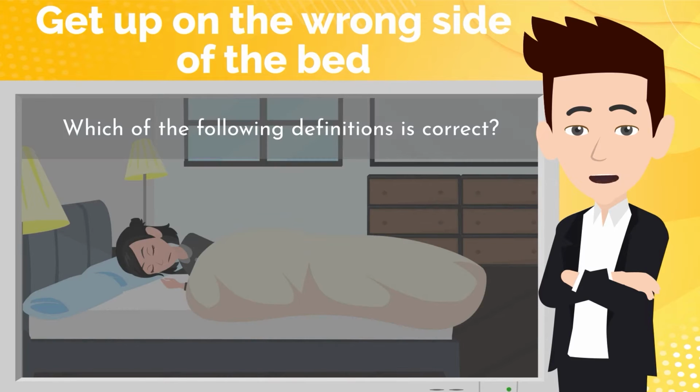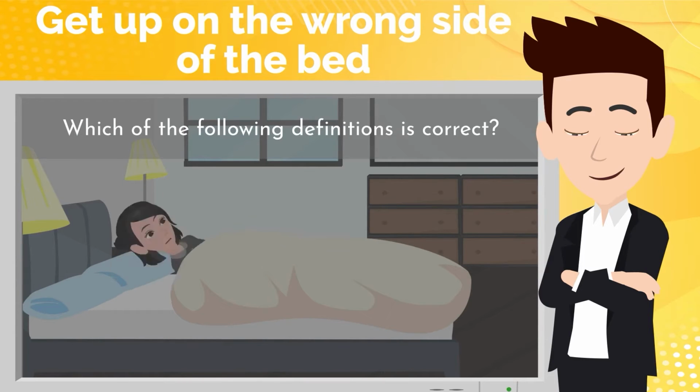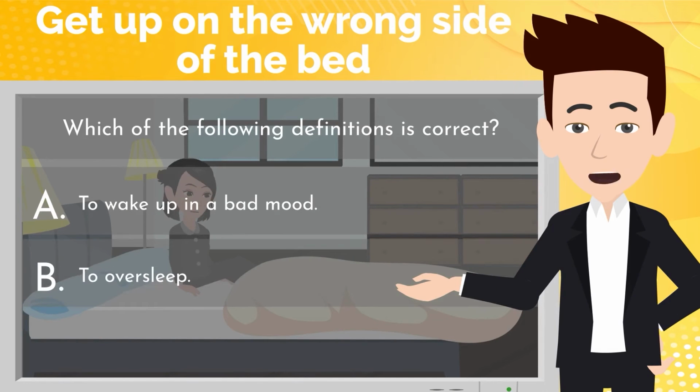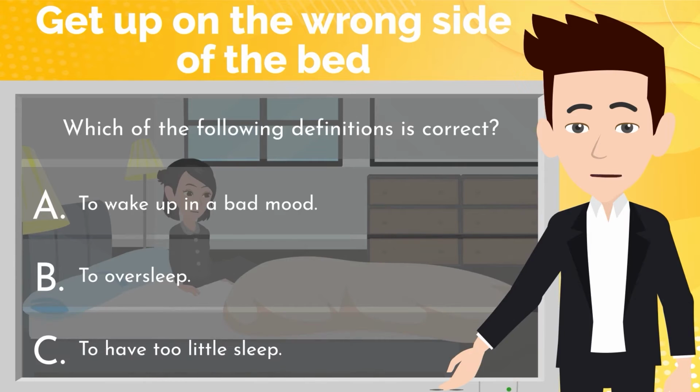What do you think the correct meaning is? Is it A, to wake up in a bad mood? Is it B, to oversleep? Or is it C, to have too little sleep?